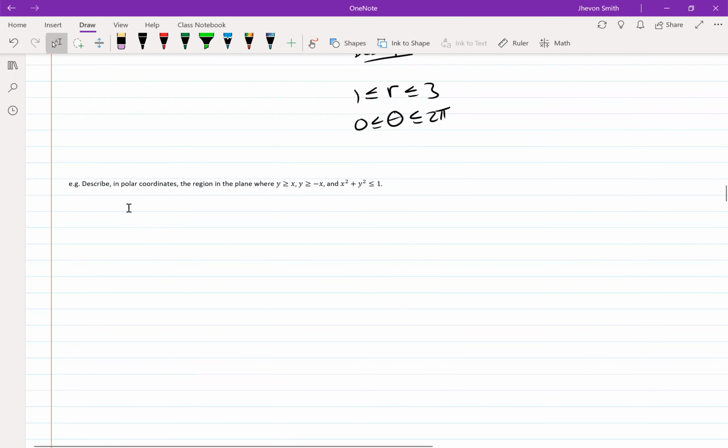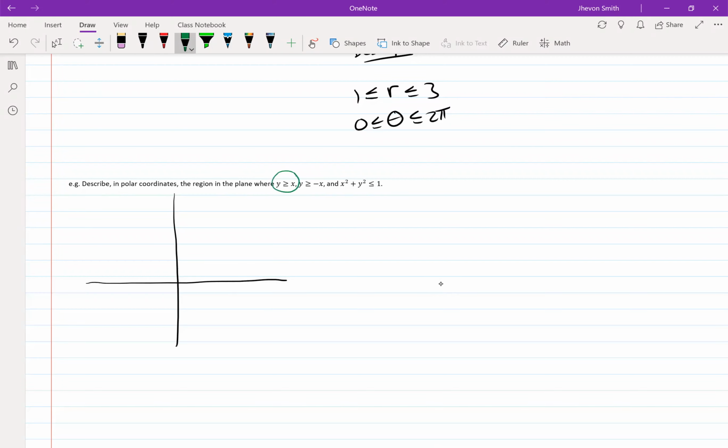But look at this guy here. Describing in polar coordinates the region where y is greater than or equal to x, and y is greater than or equal to minus x, and this is true. So I can go through, okay, look at this. I would think of y equals x. So y equals x, that's basically this guy. And I want to be bigger than that, so I'm looking at things moving in that direction.